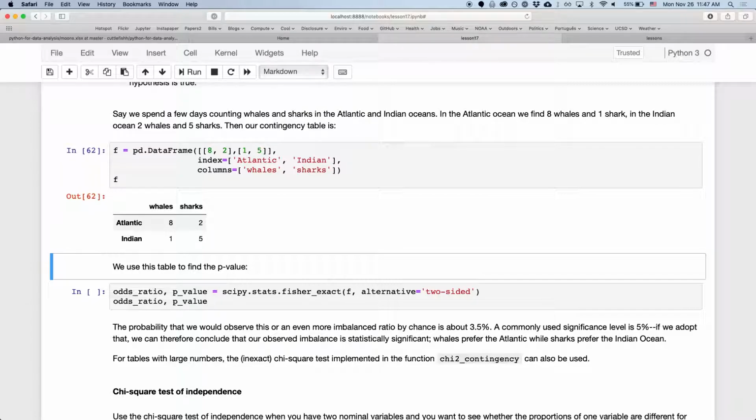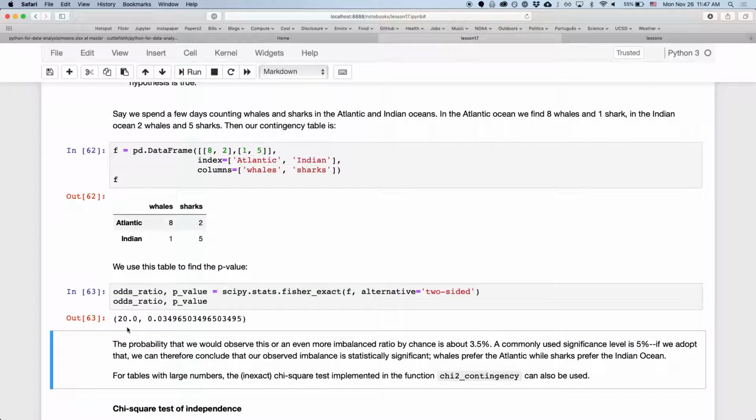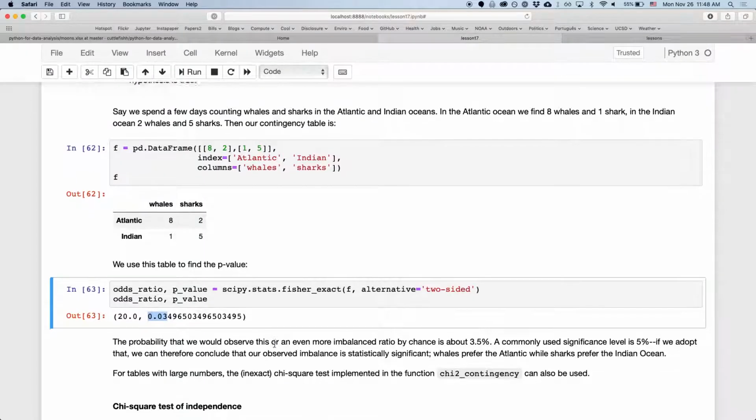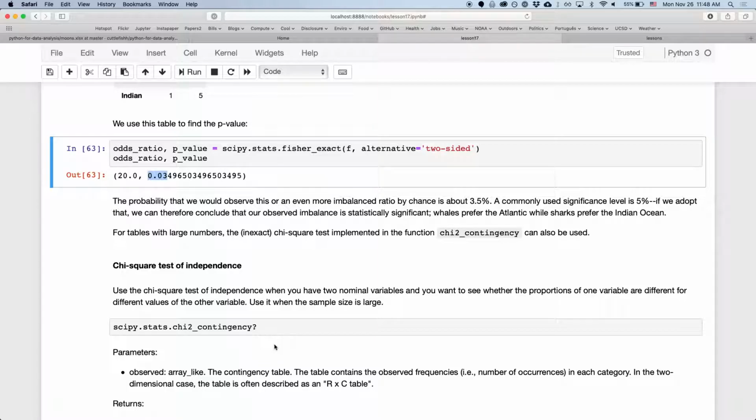But if we actually want to test this, we can do a Fisher's exact test to compute the odds ratio, which is just the test statistic. And the important thing here is the p-value. So with a commonly used alpha of 0.05, this p-value is significant. The chance that we would observe a ratio either this imbalanced or more imbalanced by chance is about 3.5%. So that's a Fisher's exact test if you have a small enough sample. Nowadays with computers, you can compute higher things.